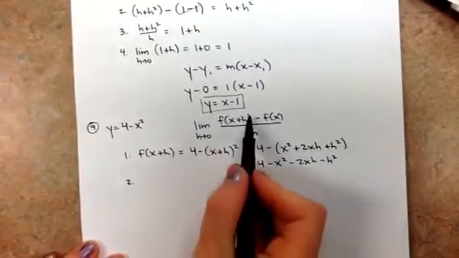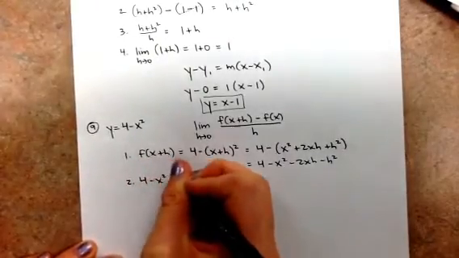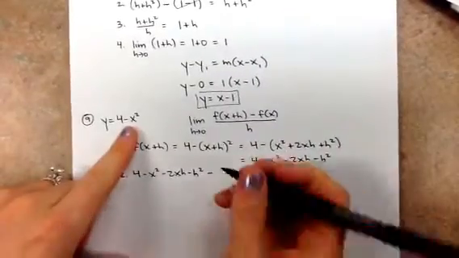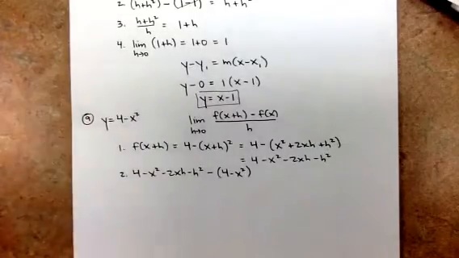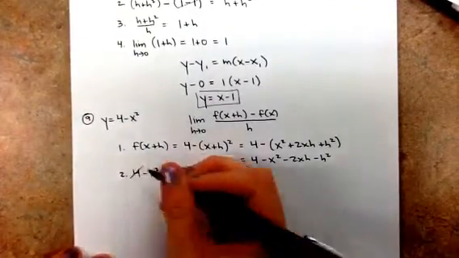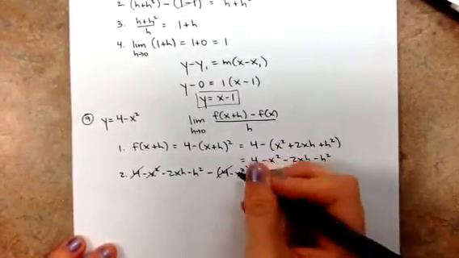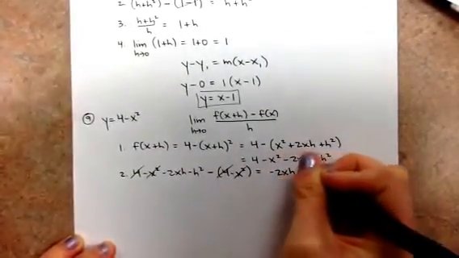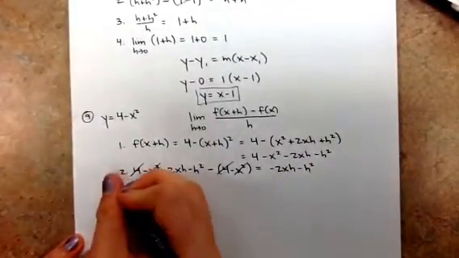So step 2, we take exactly what we left off with in step 1, and then subtract the original function f of x. So I'm going to subtract this quantity. And then remember what I set up above: at the end of this step, every single term that you have should have a factor of h in it. So 4 minus 4 will cancel, and then I have negative x squared minus negative x squared, so those will also cancel. And I just have 2 terms left, and they do both have a factor of h. So that means I'm good to move on to step 3.